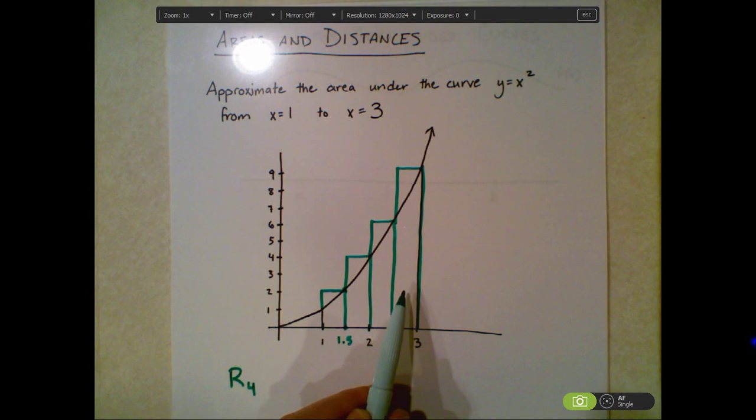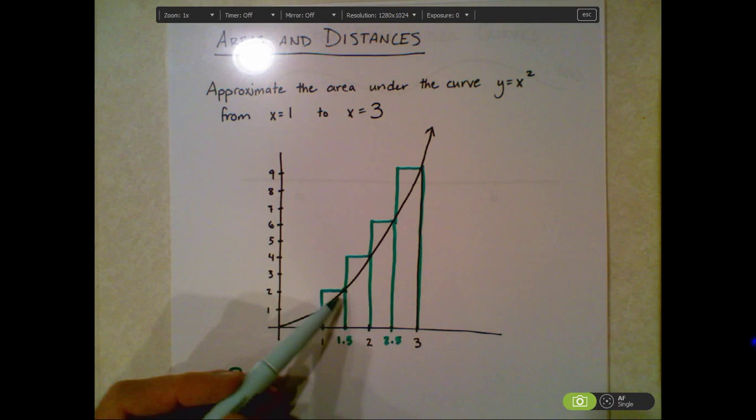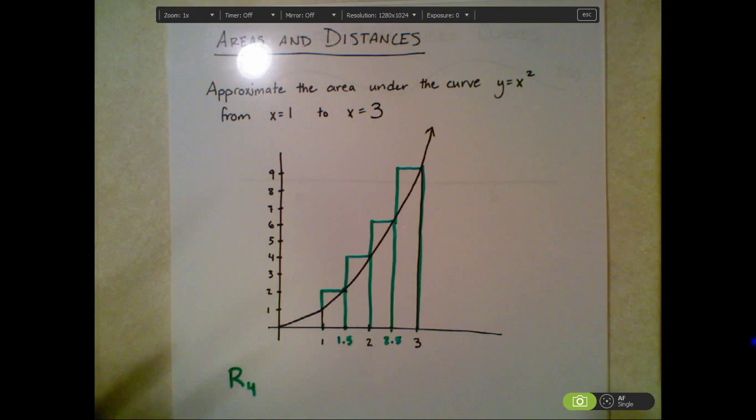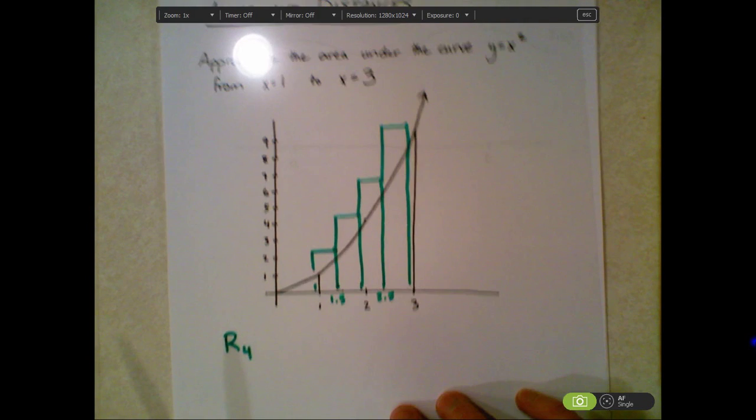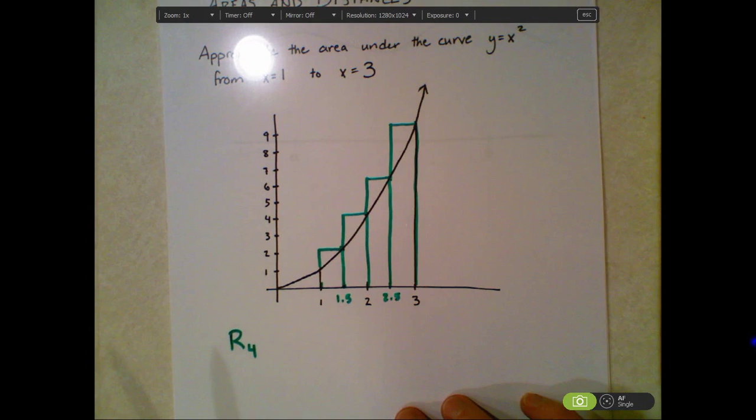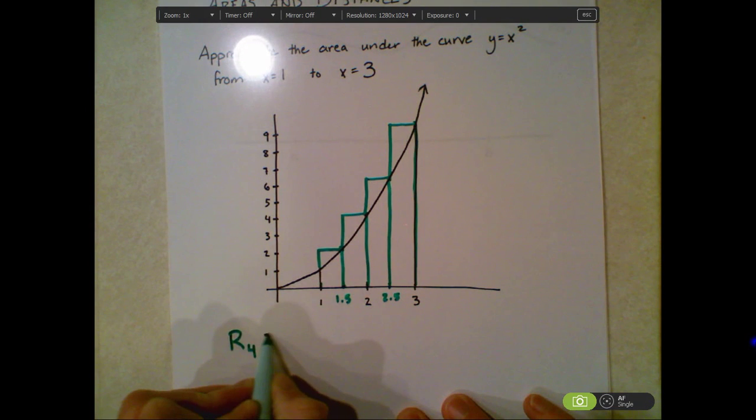You can see clearly the area of these 4 rectangles is going to be too big, because these rectangles are taller than the curve. But again, this is just an approximation, and we'll see why this is helpful in just a second.